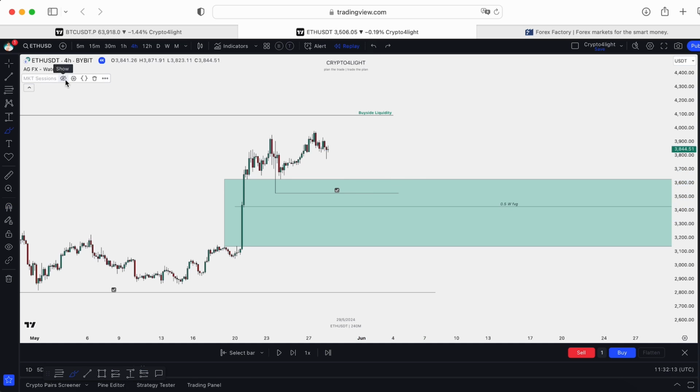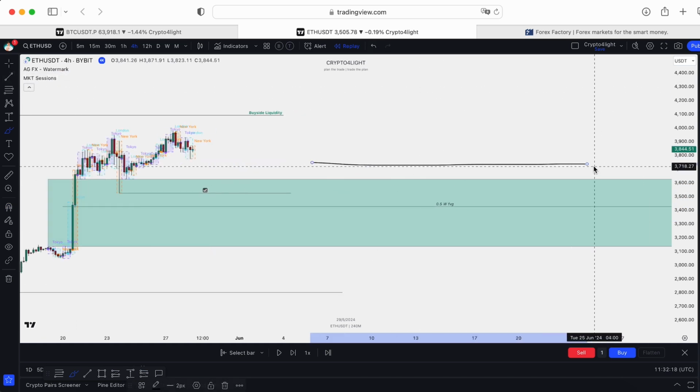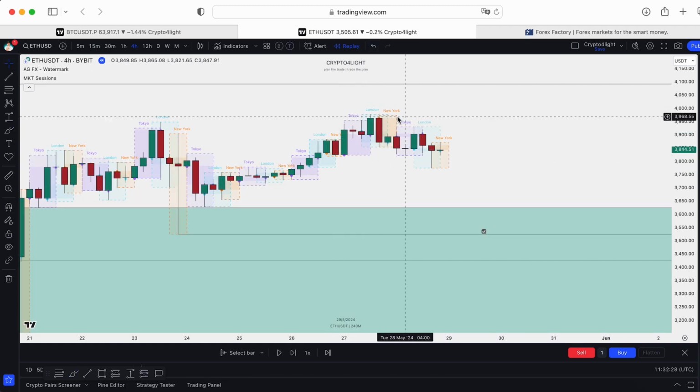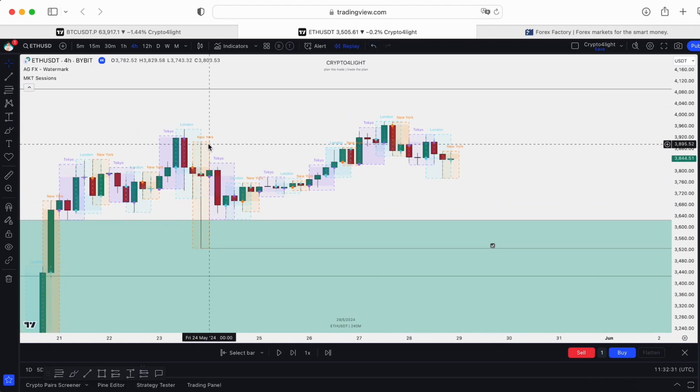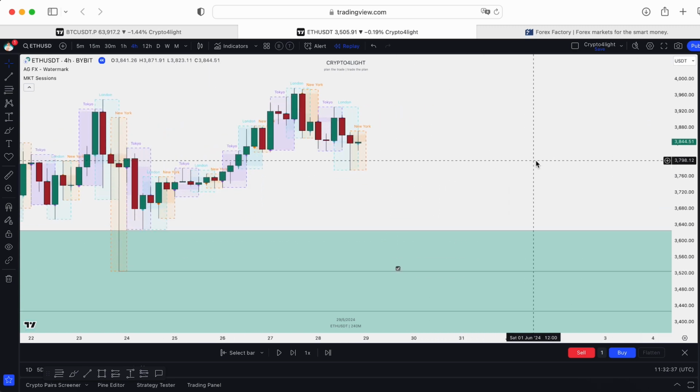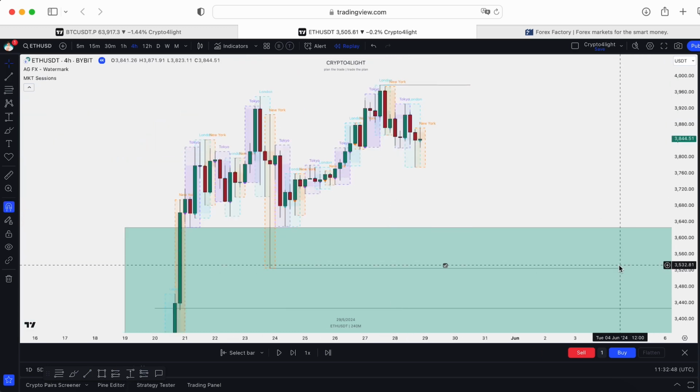Next one, what I personally do, I use the MTK session indicator. You can use any other indicator, just a market session: Tokyo, London, and New York. So I can see this was a low of New York, right? So I mark this low. This was a top of London. So we get a tiny range, this one.